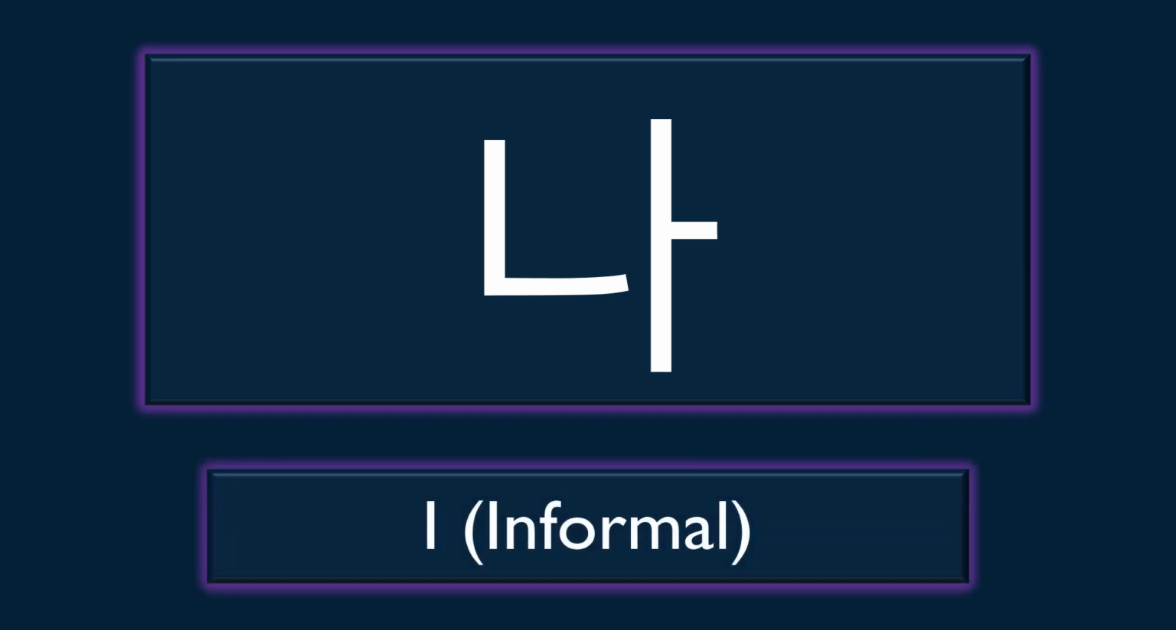The second single consonant, nieun. For beginners, this is temporarily read as na. One more time, na, na, na. Now, let's take a look at some words. This word is read as na, which means I in an informal way. If the word is informal, it's only for your friends or for the younger people.